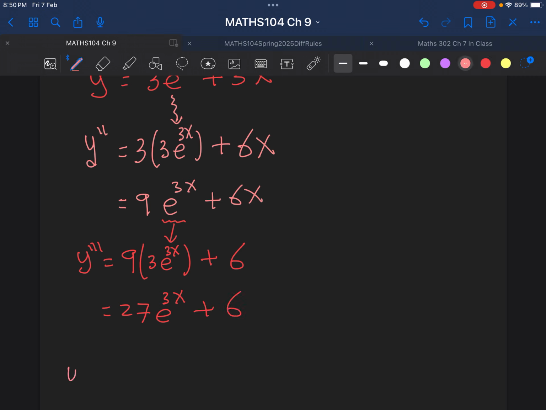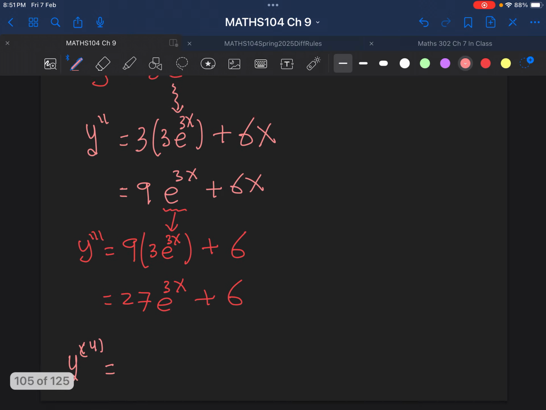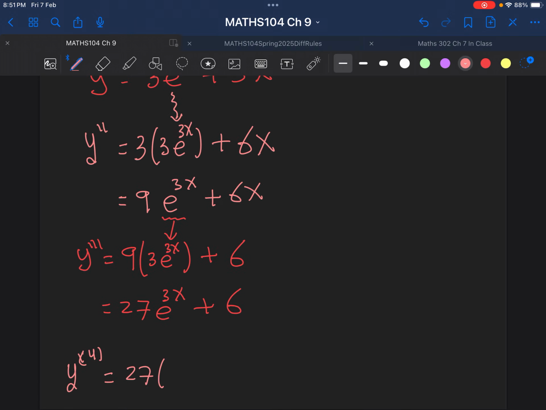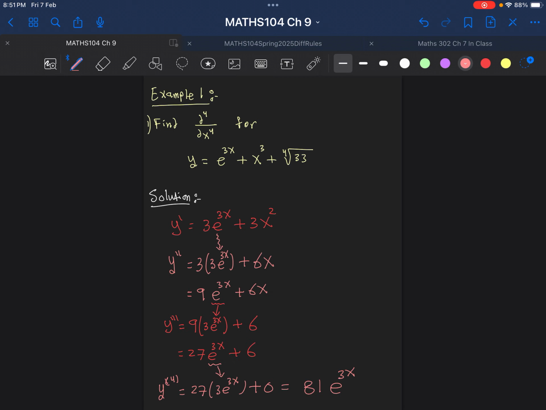And finally, y power 4, or the fourth derivative, will be 27 times 3e^(3x). Remember the derivative of this one. Plus, of course, 0, we don't write it. So the final answer is 81e^(3x). And that's the fourth derivative. So you can see that what we did here is just a recap of what we did before. Derivative, derivative, derivative, derivative, until we find the final answer.